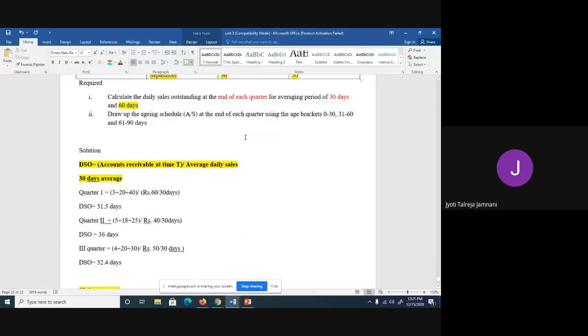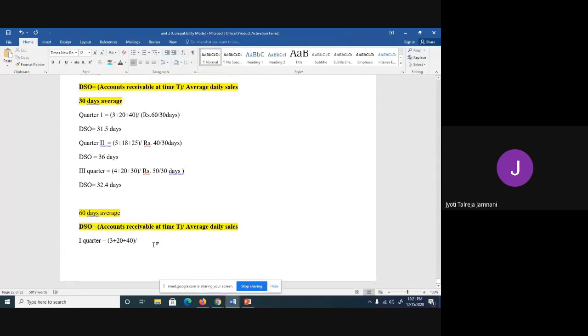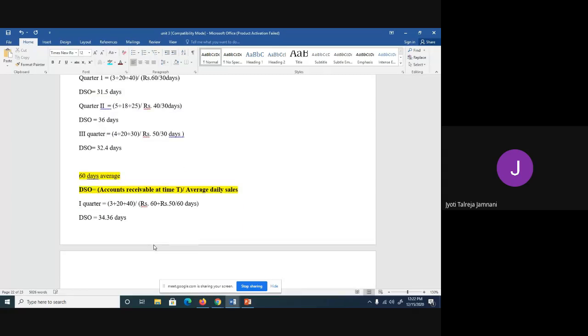So 60 plus 50 divided by, so we'll write here rupees 60 plus rupees 50 divided by 60 days. So 2 months sales, and I'm finding the average of that. So when you solve it, you will get the answer as 34.36 days. So this is through 60 days average.